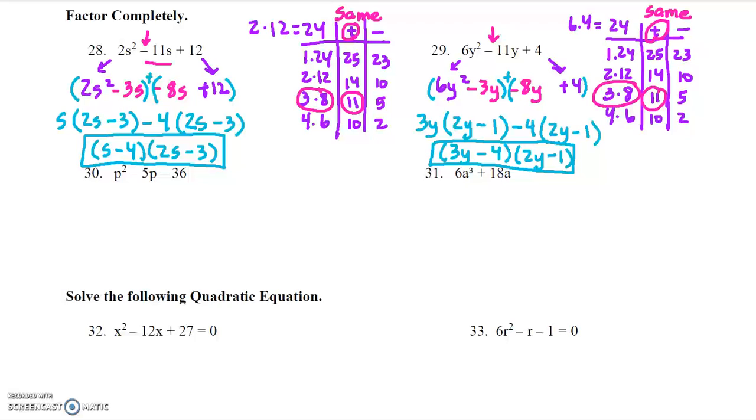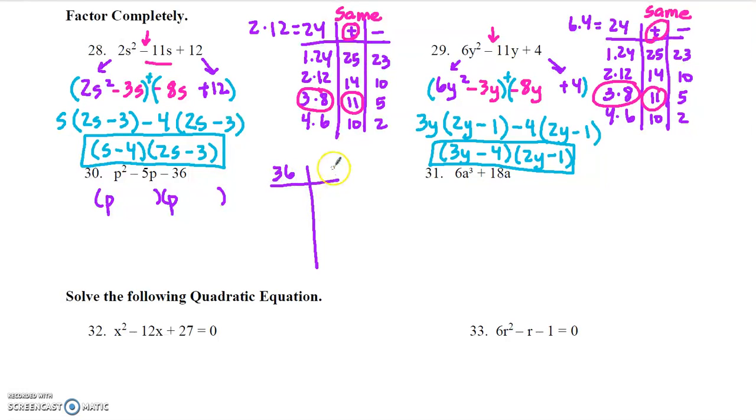All right, number 30. We do not have a greatest common factor. I cannot do grouping. I don't have 4 terms. I do have a trinomial, and I don't have a lead coefficient. So that means I can put my parentheses right away. And then p squared, I just need to put a p and a p, because p times p will give me p squared. And then I just have to factor my last term.